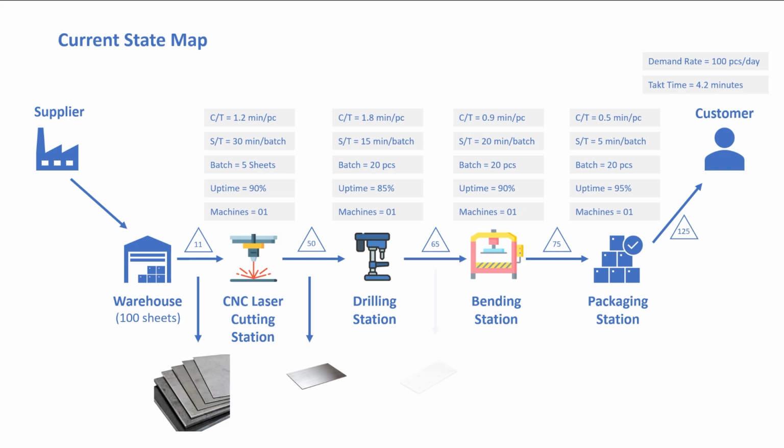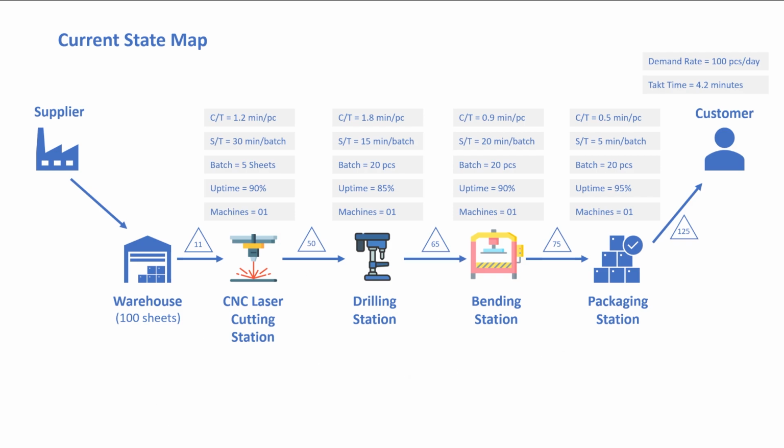For the bending station, it is rectangular pieces of steel sheets with holes drilled in them. For the packaging station, the work in progress inventory is the final bracket in the shape and form as required by the customer.